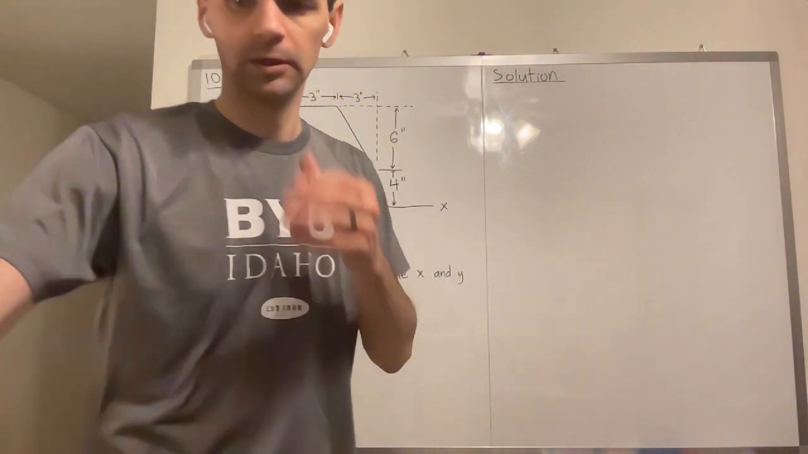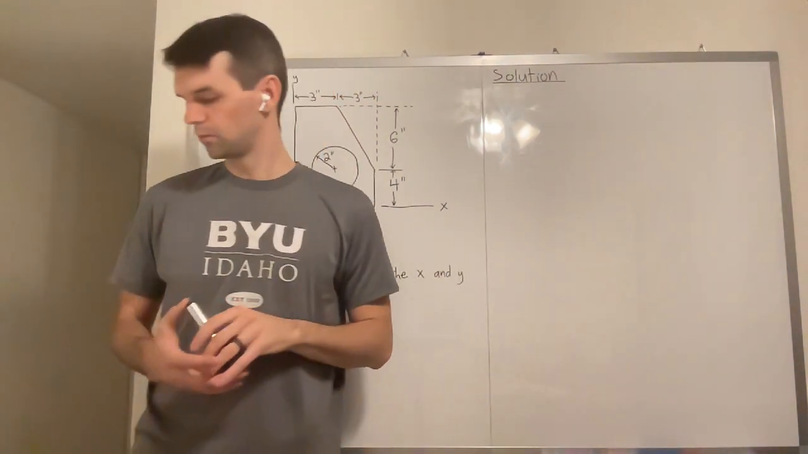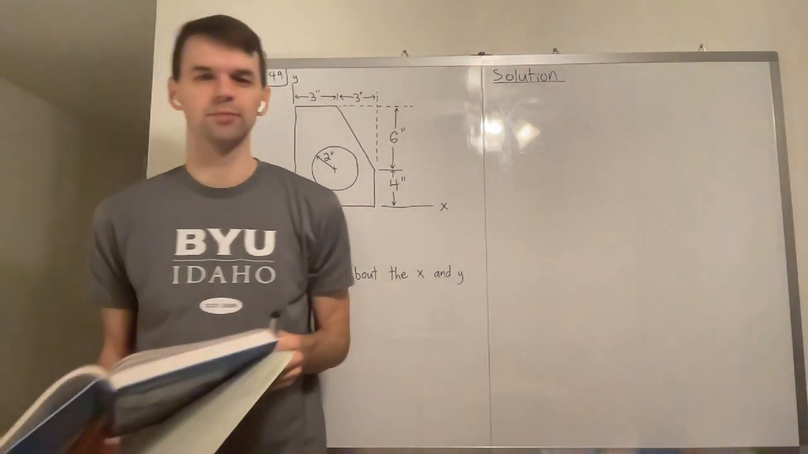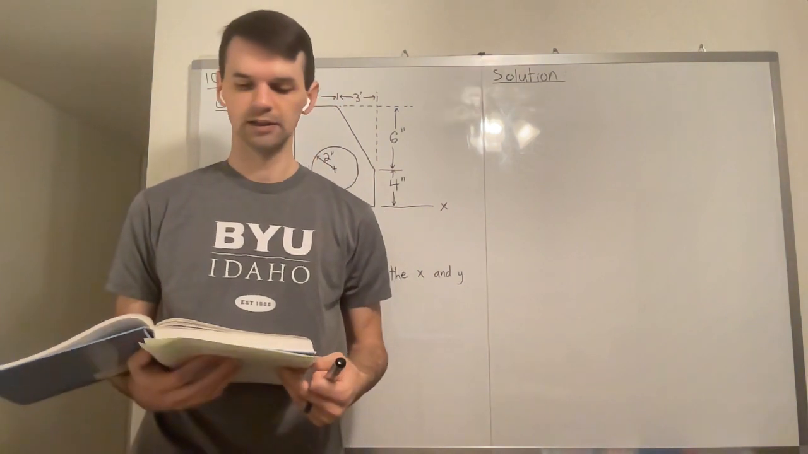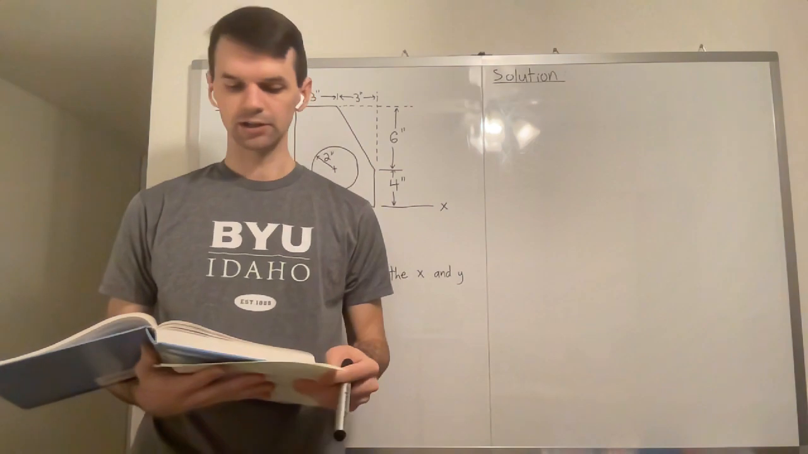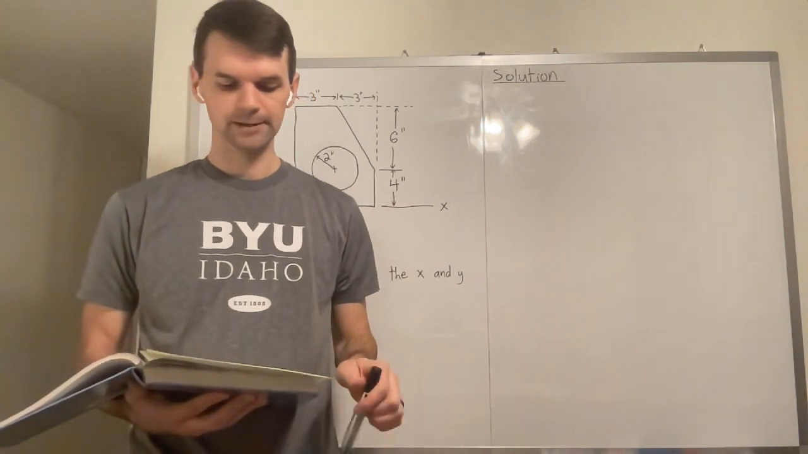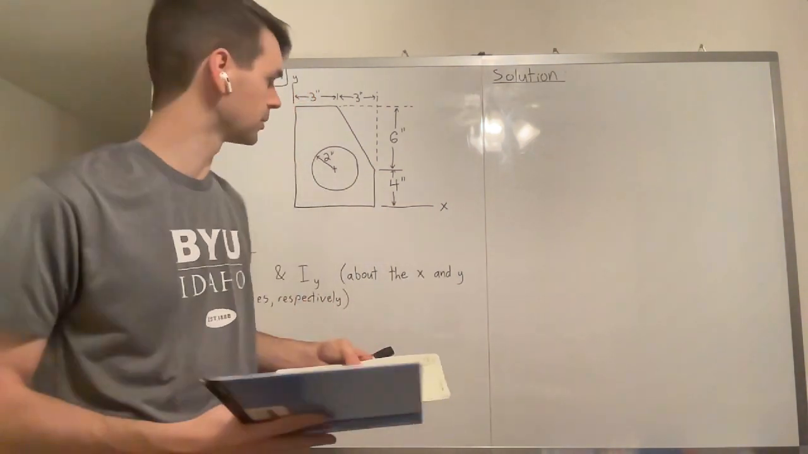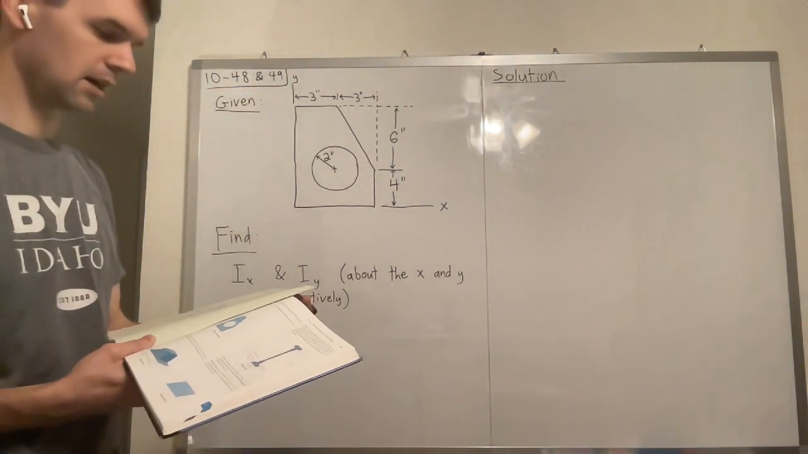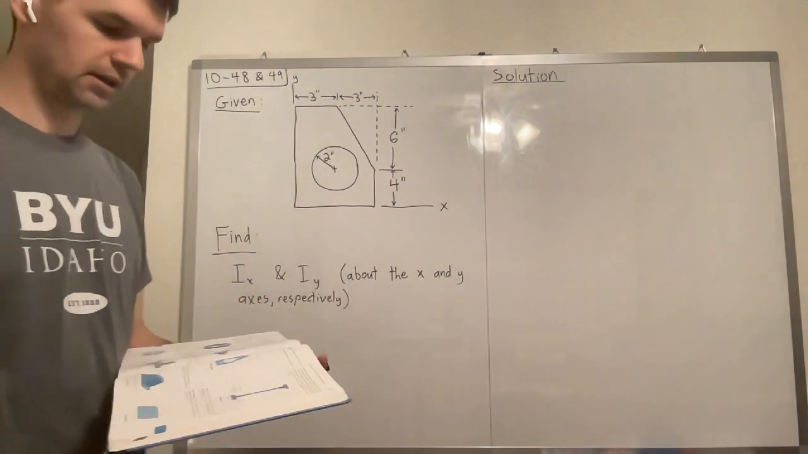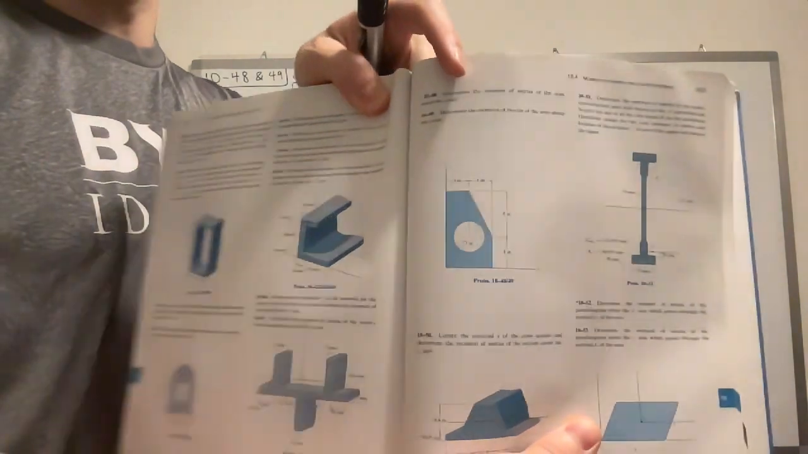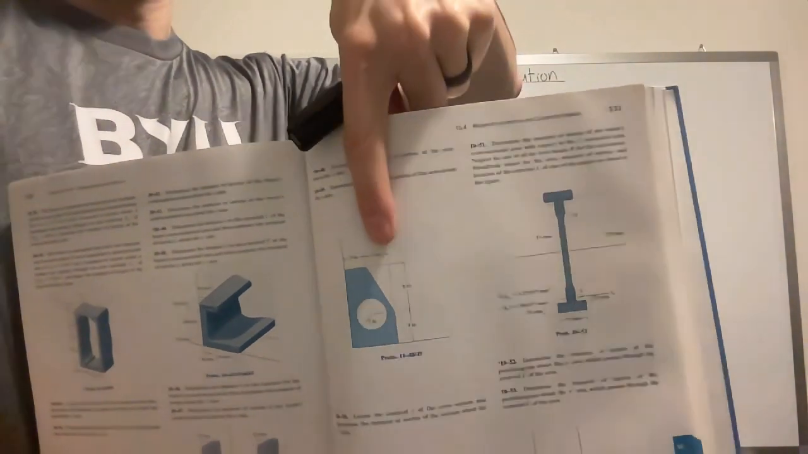So with composite shapes, this is very similar to what we did in Unit 9.1 with centroids of composite shapes. We're going to do very similar types of things. In this problem, I'm going to be working on problem 10.48 and 49 of the 13th edition of the book. So if you look at the book, the problem looks something like this guy right here.